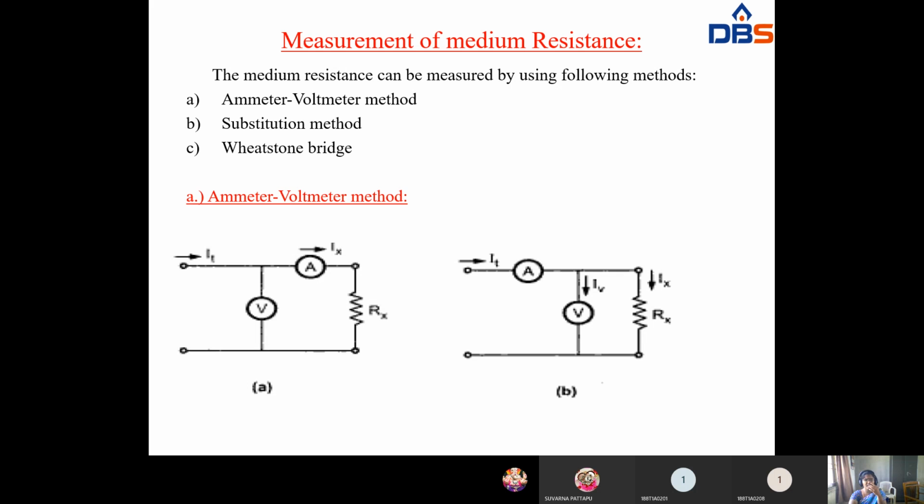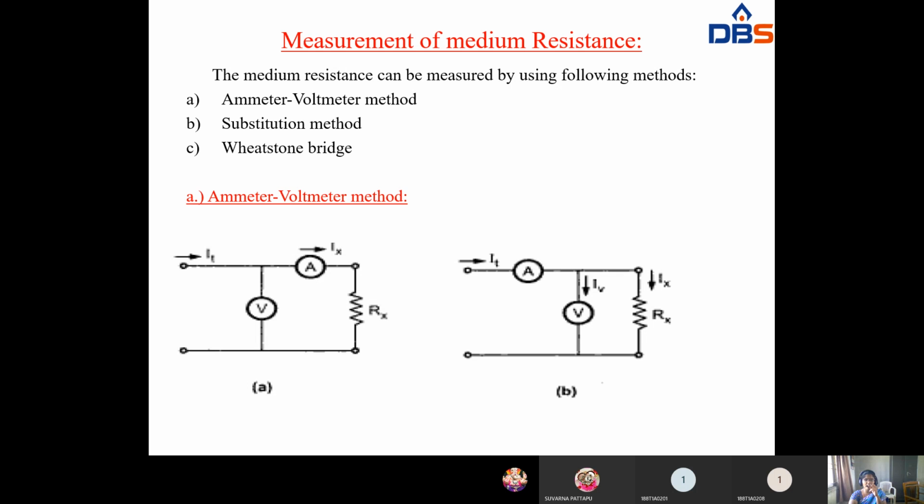Okay, so ammeter voltmeter method, same. In previous classes we discussed the ammeter voltmeter method for measurement of low resistance. Like this here also same. See, first one is what? Ammeter voltmeter method is used for the measurement of medium resistance. Okay, so here you can write ammeter voltmeter method.